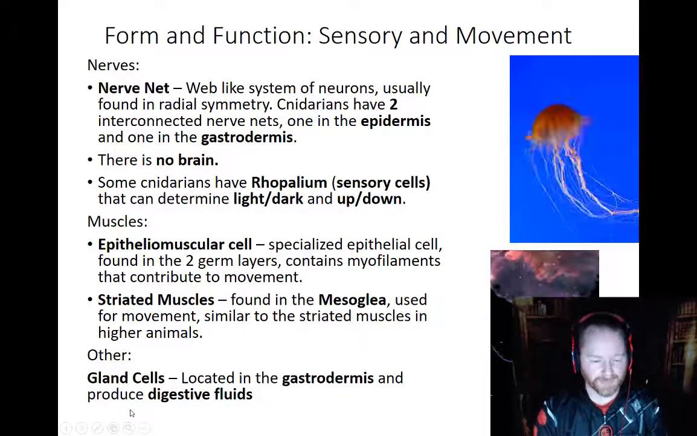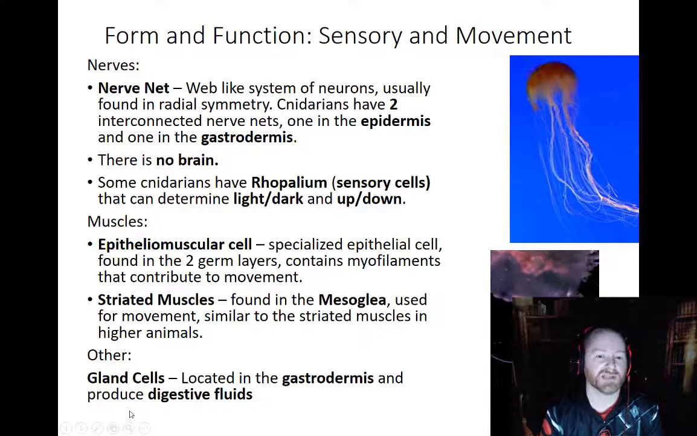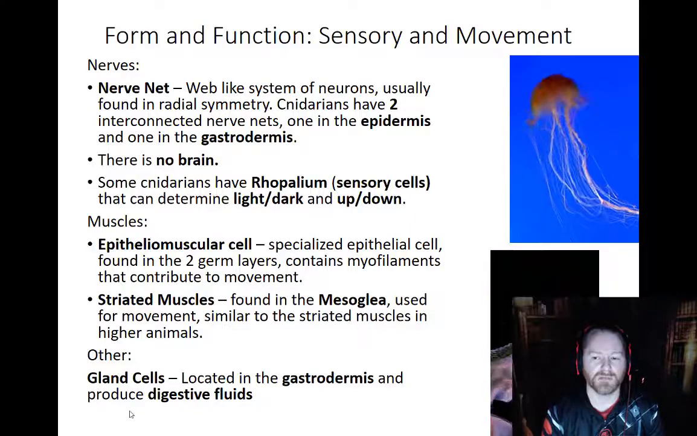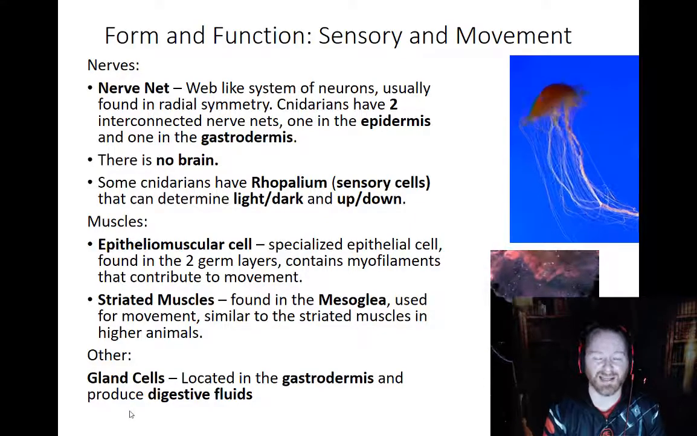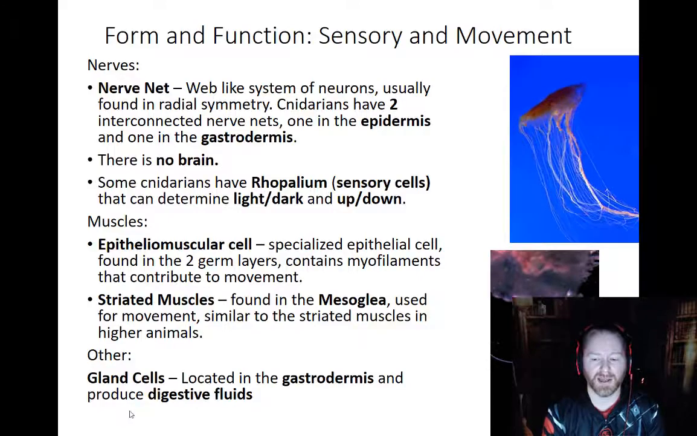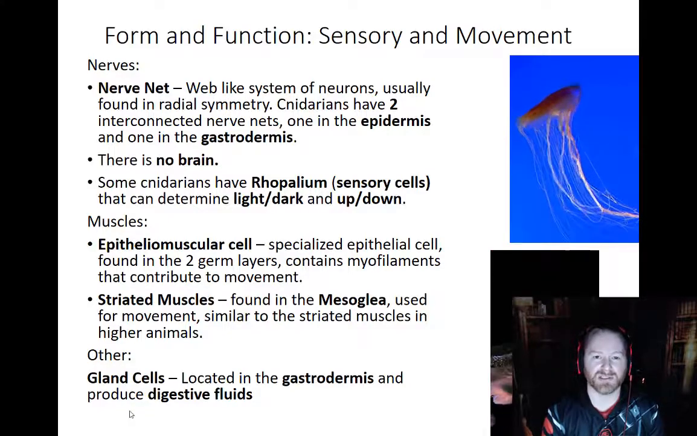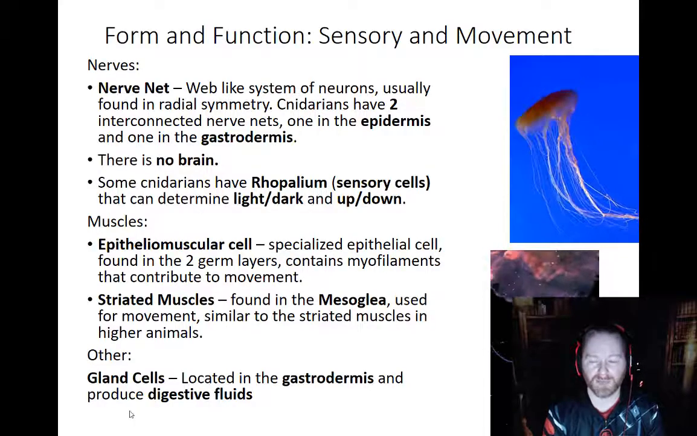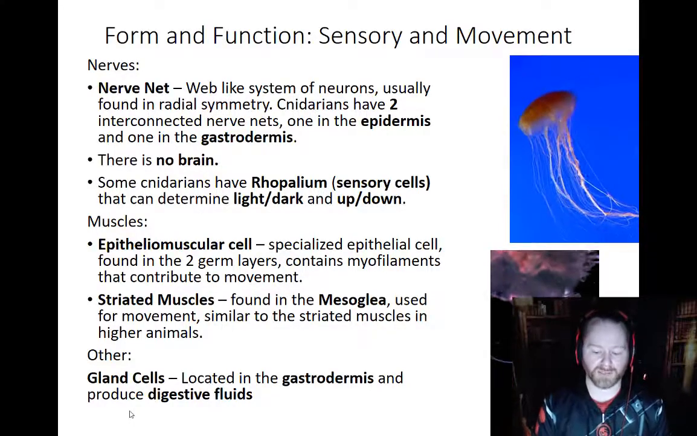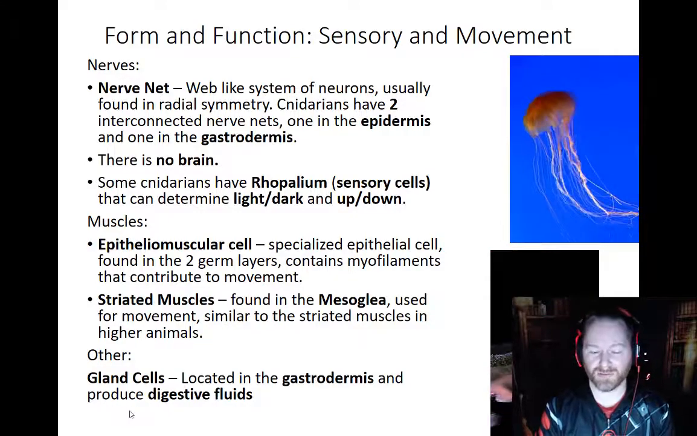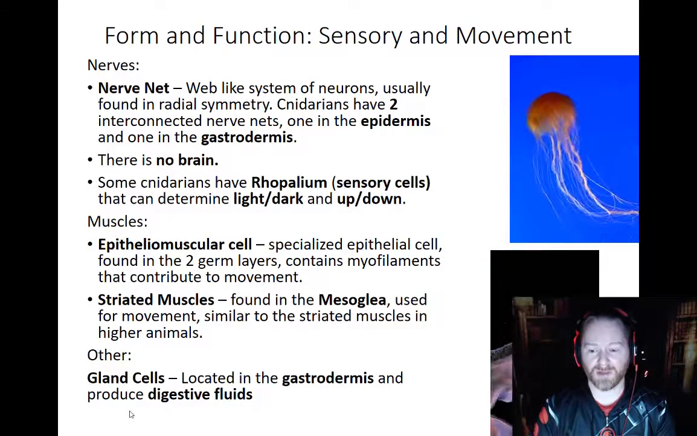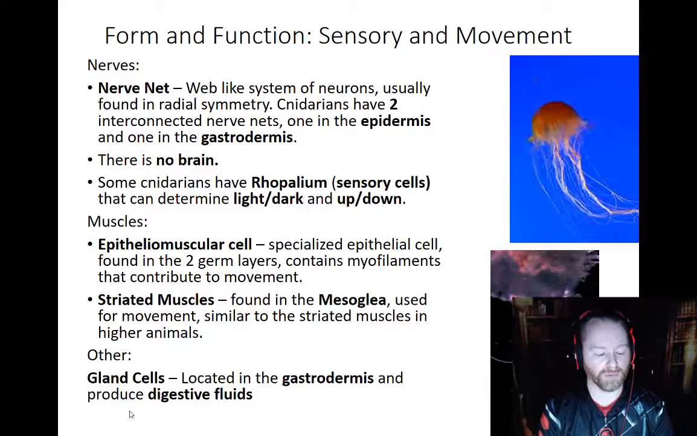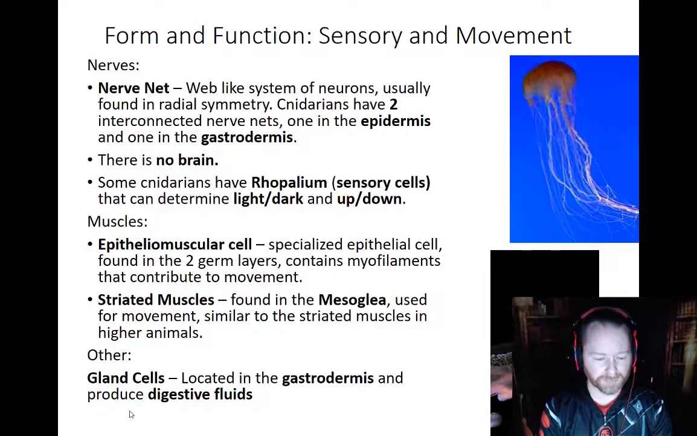So any of that movement is done by one or the other of these types of muscles, or the muscles moving together. Other than that, one of the specialized types of cells they have is gland cells. Once they capture prey and pull it inside their gastrovascular cavity, these gland cells release digestive fluids to help break down and dissolve the organism, and then the juices and the nutrients that were digested, broken down, and absorbed simply spread through diffusion through the rest of the organism.